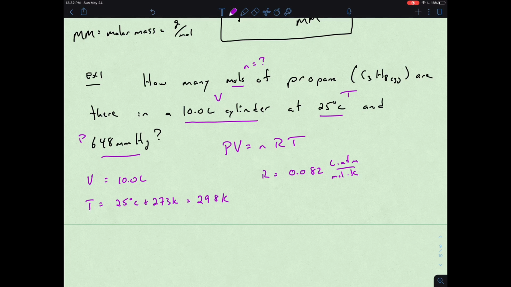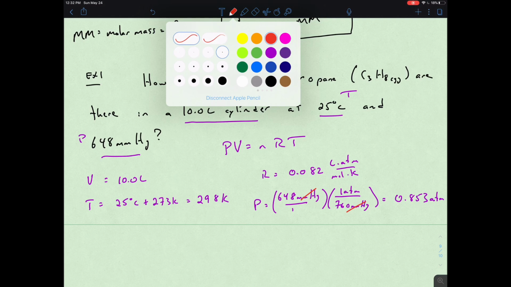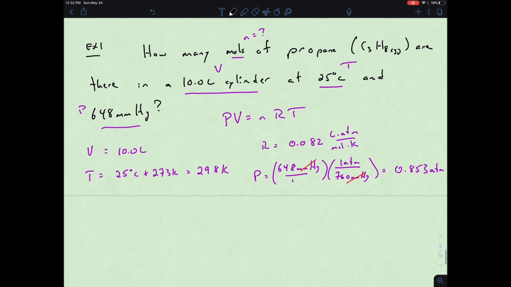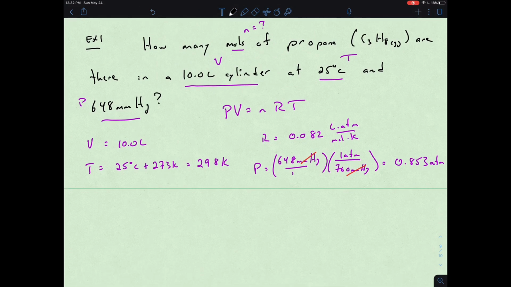And then we have our pressure, which we're going to need to do a conversion on, with the 648, converting that into atmospheres, or 0.853 atmospheres. And so those are the values now that we can simply plug into the ideal gas law and then solve for the mole value that we're looking for.